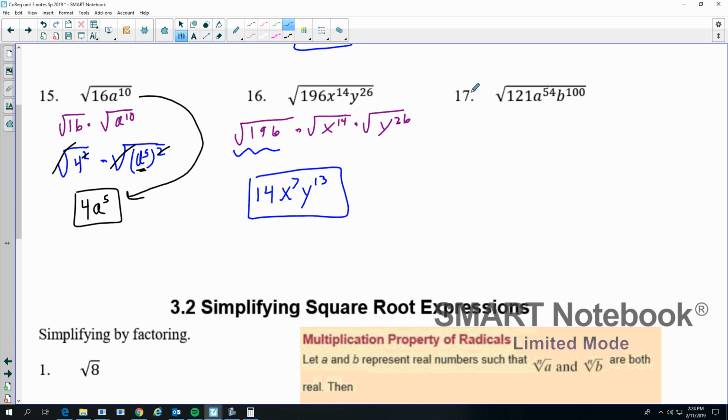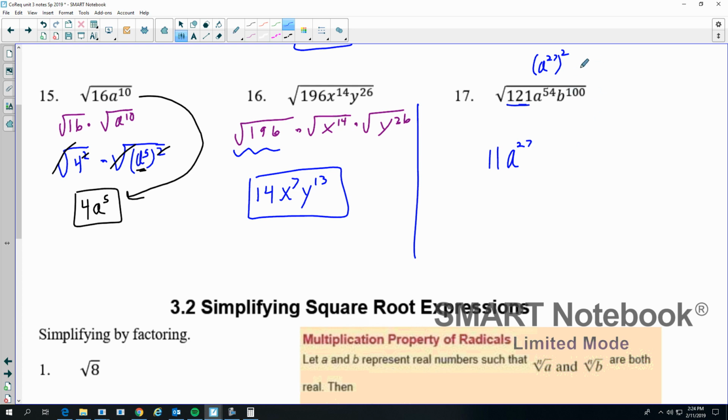Okay, so 17 is not all that different from what we just did here. So we could just do this all in our head right here. So square root of 121 is 11. When you square root the a to the 54th power, just so I show my work, that's the same thing as a to the 27th raised to the 2nd power. So what's happening is that power of 2 is getting canceled out from the radical. And so that's going to give us a to the 27th.